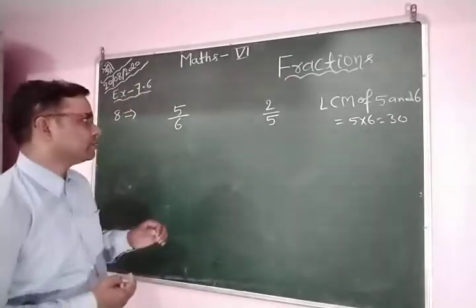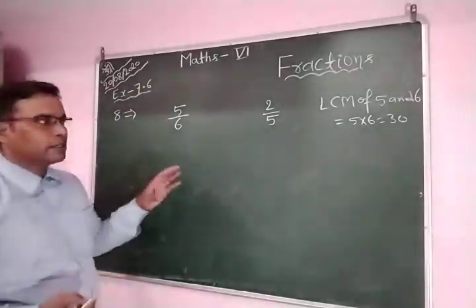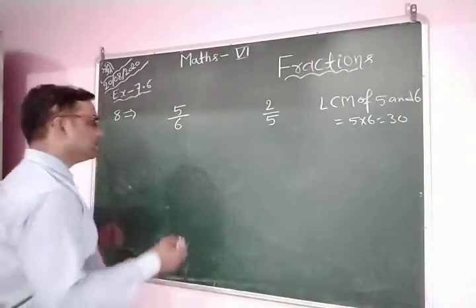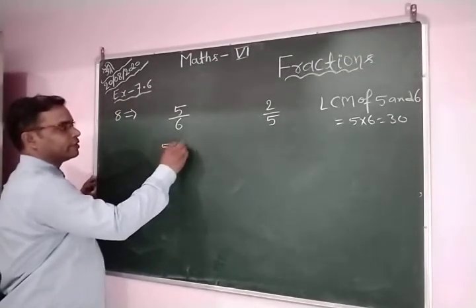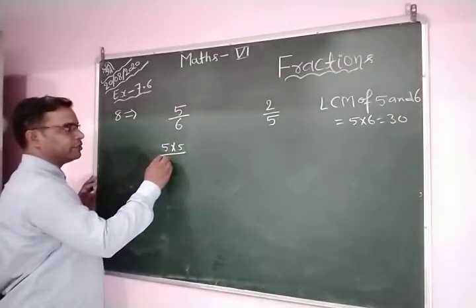Okay, so you can see here, first this is 30. If you multiply this fraction by 5, then you obtain the same denominators.